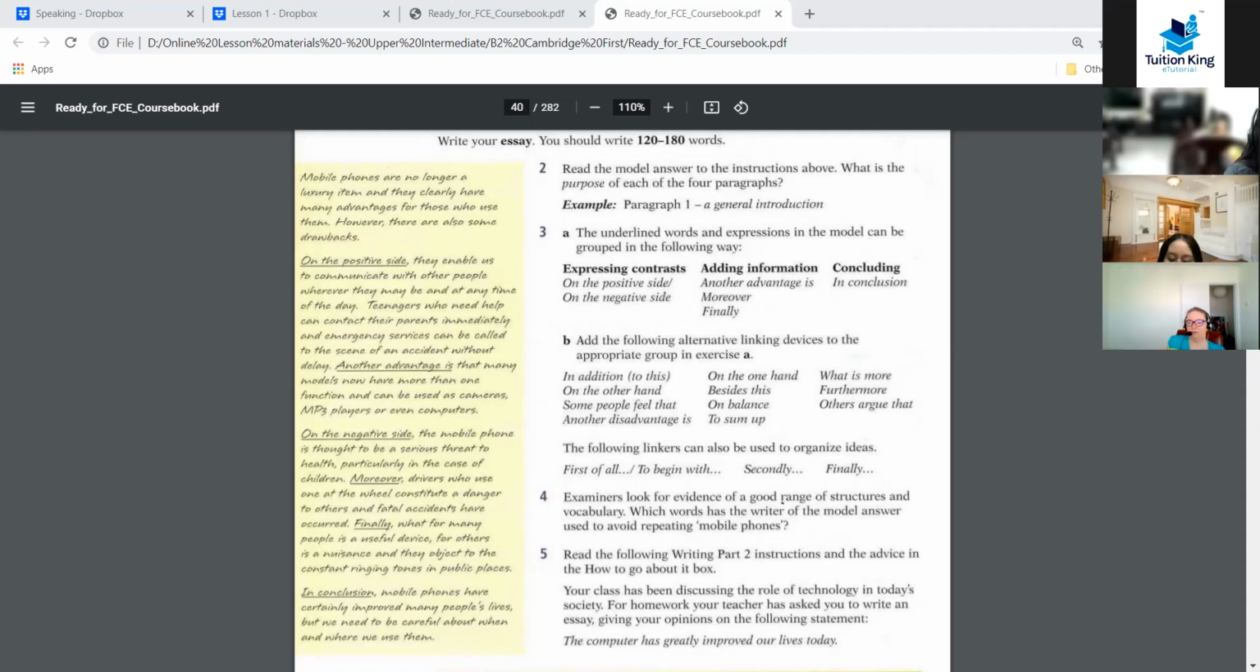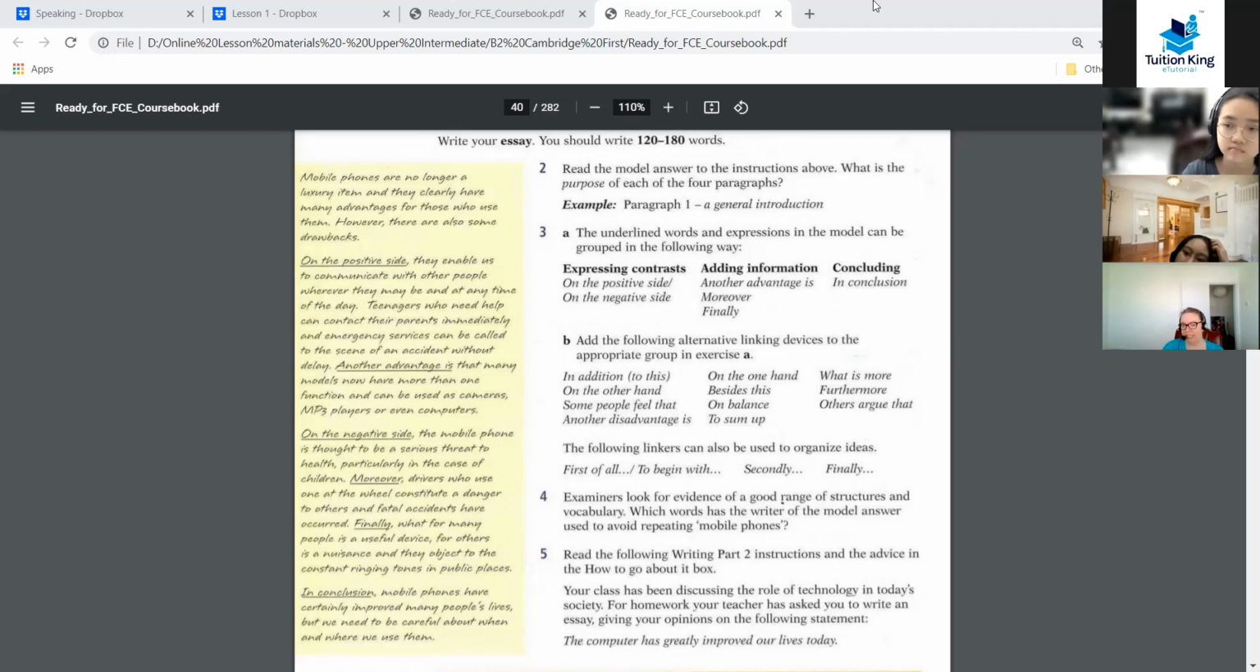Okay, very good. Do you agree with this essay? Yes, I agree with the essay. Okay, so not "I am agree". The sentence is "I agree". Okay, so do you agree with the essay? Yes, I agree with the essay. Okay, good. Why do you agree with the essay? Because it has a positive side and a negative side on using mobile phones. Okay, very good.